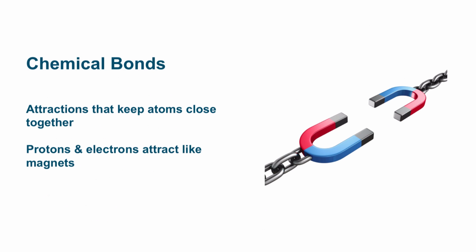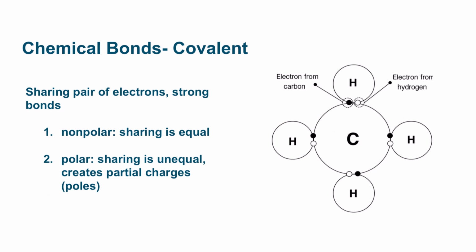And that brings us to chemical bonds. These are attractions that keep atoms close together. And protons and electrons attract each other like magnets, and so that is what's actually keeping the atoms close together. Let's look at two different types of chemical bonds. The first one is covalent, and the "co" here tells you that there's sharing going on, like they're cooperating together. And covalent bonds are a sharing of a pair of electrons, and these are considered strong bonds.